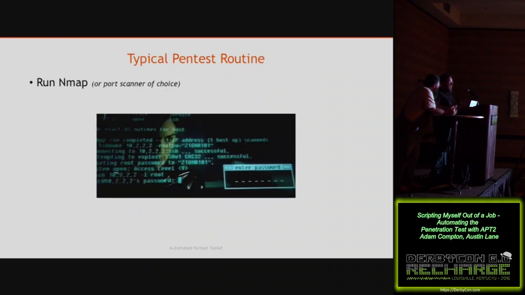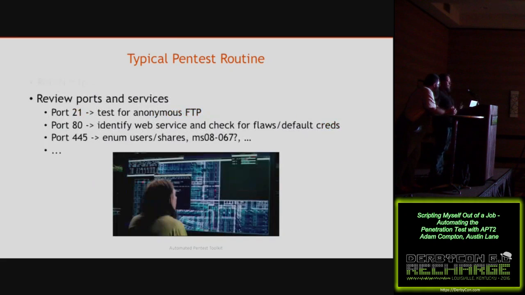So let's go through a typical pen test routine. Generally you start off with Nmap, scanning all the ports. Your client's giving you 10.0.0.0/8, so you're going to be there all day looking at everything running on this giant network. When you get the results back, you go through and say, okay, I see port 21, so I'm going to run FTP against this and look for things like anonymous FTP or what's being hosted on these FTP servers. I see port 80 or 443.